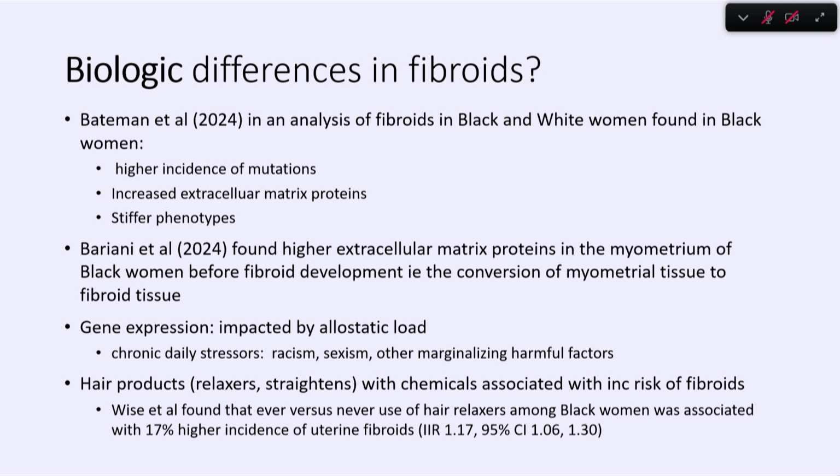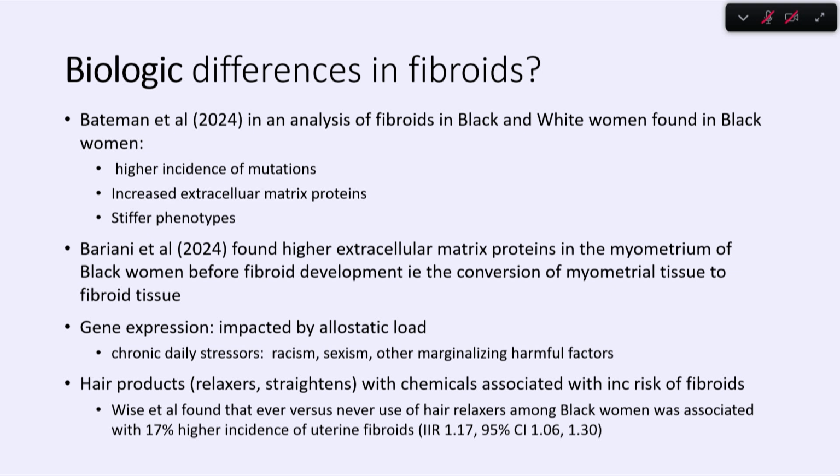And in the same year, Bariani et al. found that there was a higher extracellular matrix proteins in the myometrium, or the actual muscle of fibroids in Black women, before the fibroids actually developed, thereby possibly leading to the conversion of normal myometrial tissue to fibroid tissue.